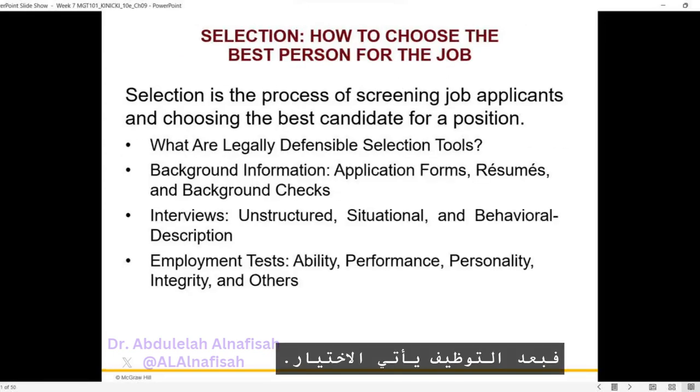After recruitment comes selection, and there are various selection tools used in the employee selection process. Let's explore each tool further. 1. Background information, application forms, resumes, and background checks. Application forms and resumes provide basic background information about job applicants, including education, work history, certifications, and citizenship.